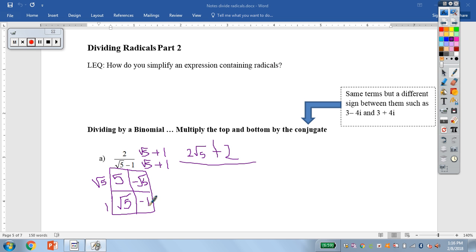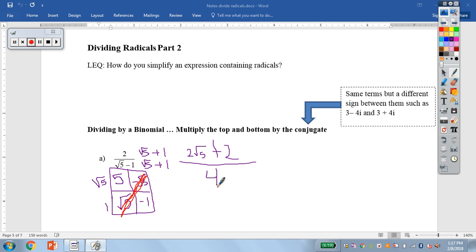Now, what should always happen if you do this correct is that these two roots that you have in your box will cancel out. Positive root 5 and negative root 5 cancel down to 0. So then all we end up with is 5 minus 1. 5 minus 1 is 4.